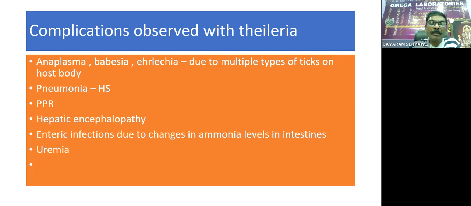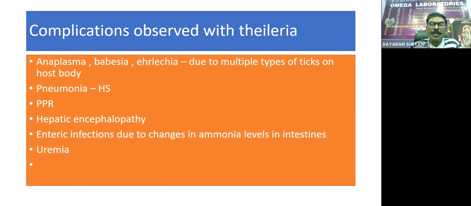Then hepatic encephalopathy may be observed. The animal may show clinical signs of circling or sudden falling down because of the extensive necrosis of the liver, and that leads to sudden hypoxemia as well as hypoglycemia, which leads to the hepatic encephalopathy.